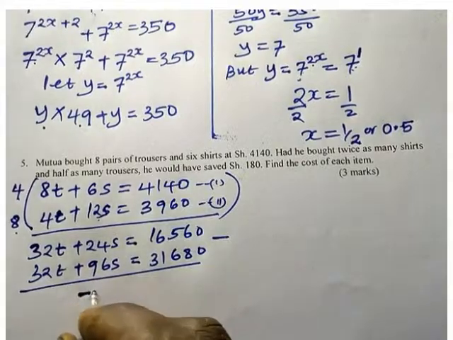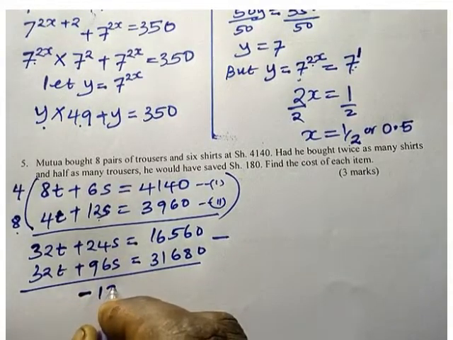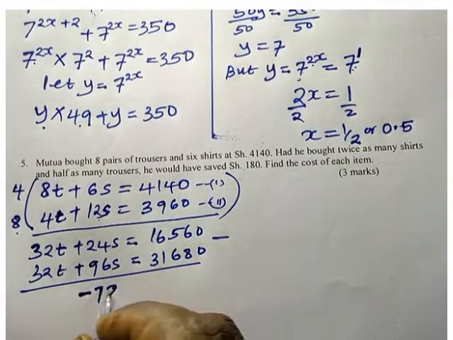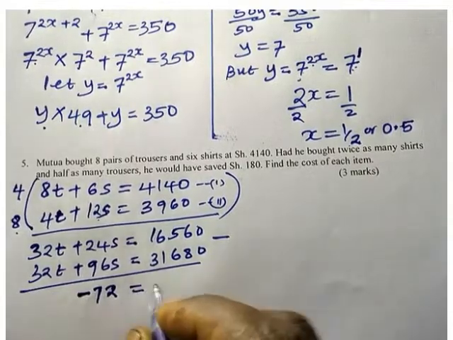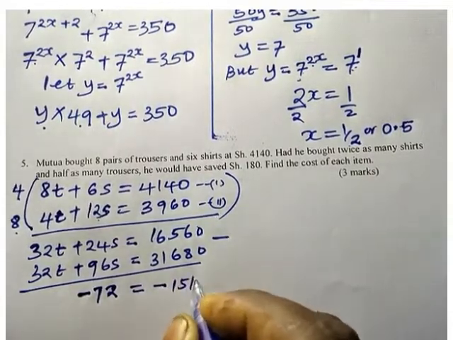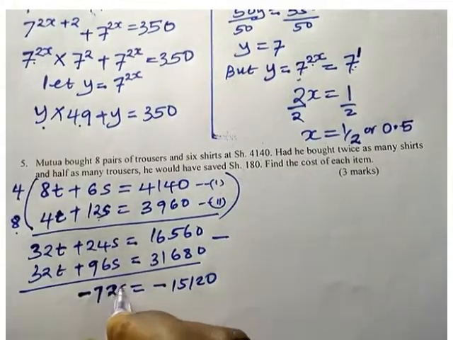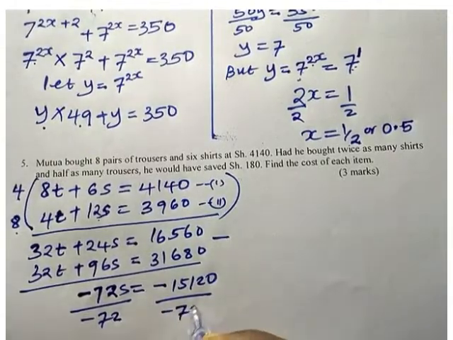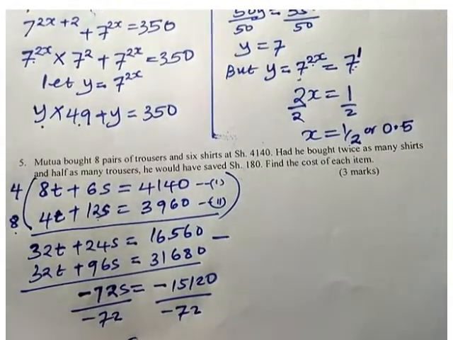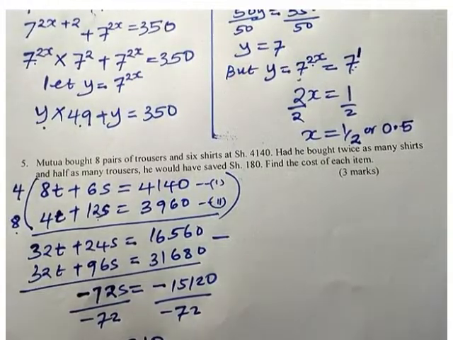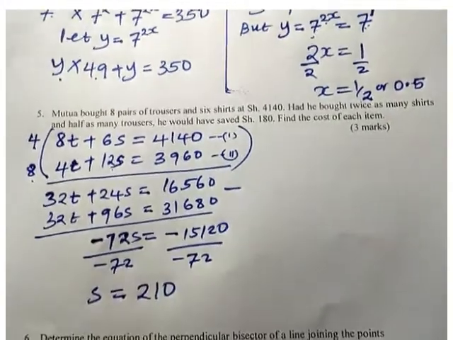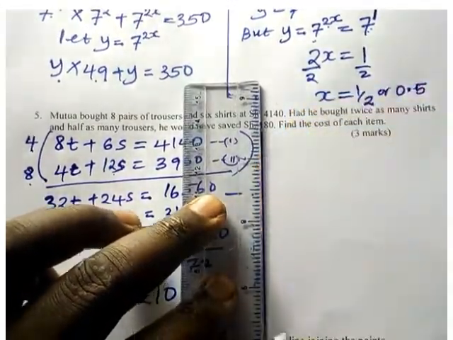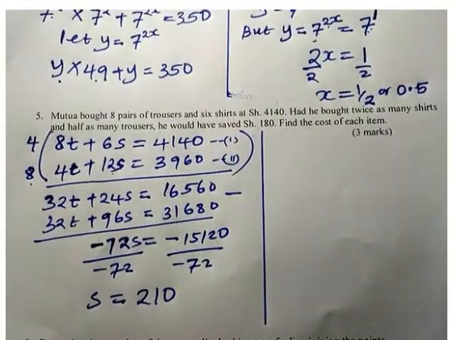Now we are going to subtract so that we can eliminate the T. This one is going to be -72S is equal to -15,120. We divide by -72. We find that S is equal to 210. You can as well use substitution, so you choose what to use.